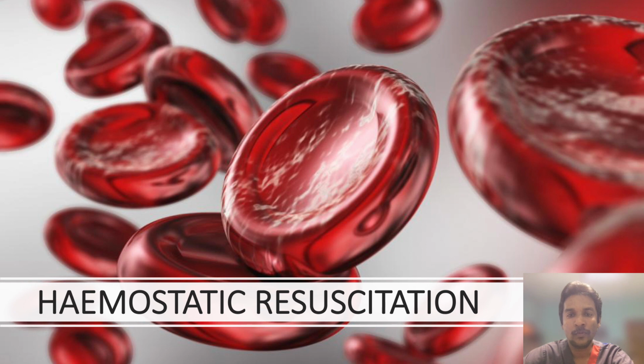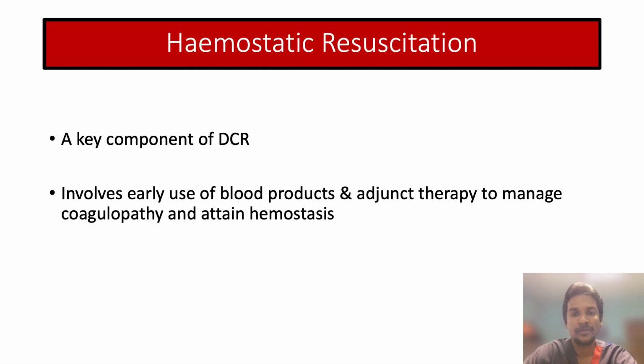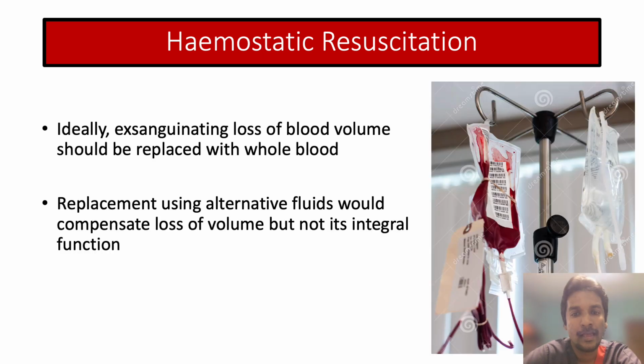Okay, now we move on to the second component of DCR, which is known as hemostatic resuscitation. Hemostatic resuscitation is a key component of DCR. It involves early use of blood products such as whole blood or blood components and adjunct therapy to manage coagulopathy and attain early hemostasis. Ideally, any lost blood volume must always be replaced with blood.